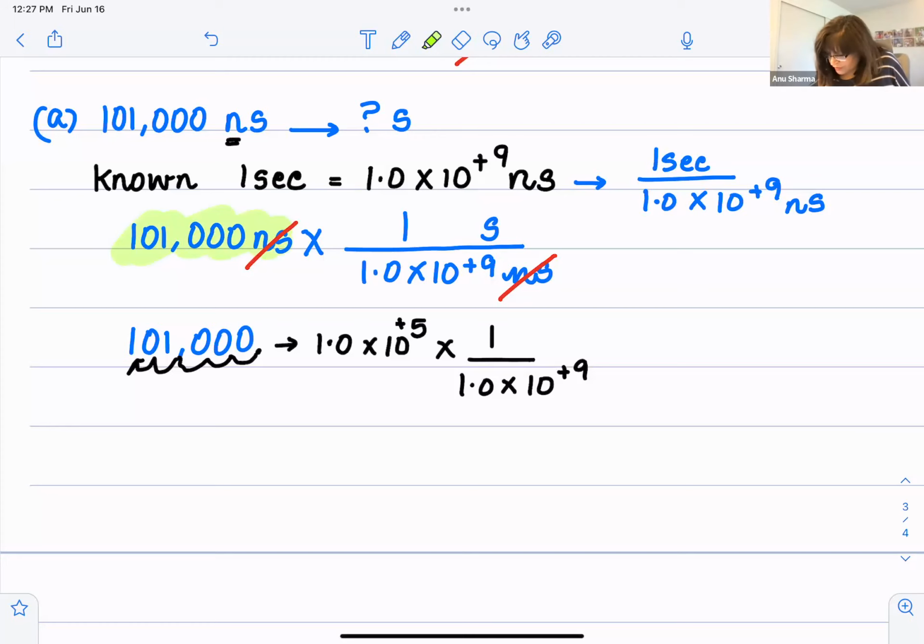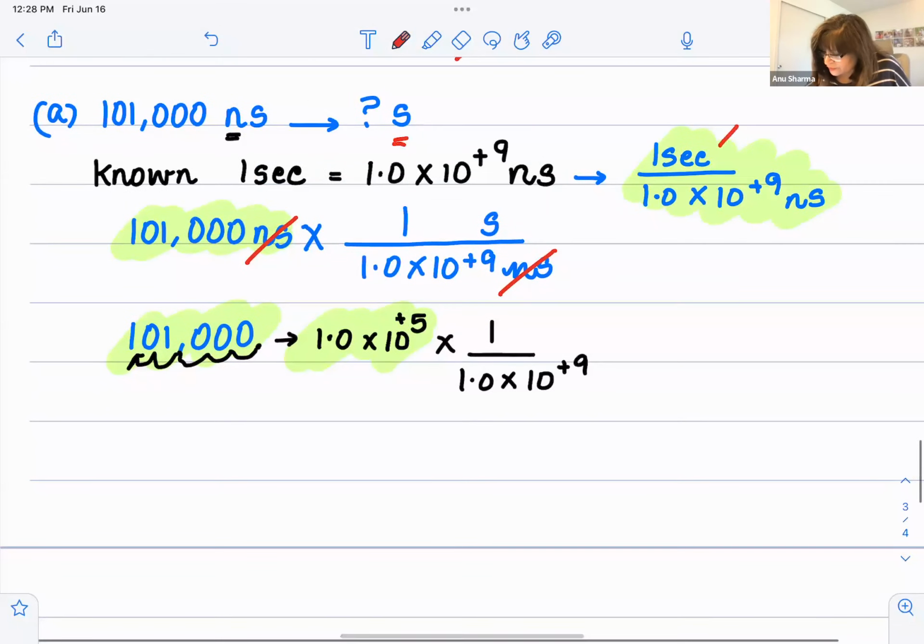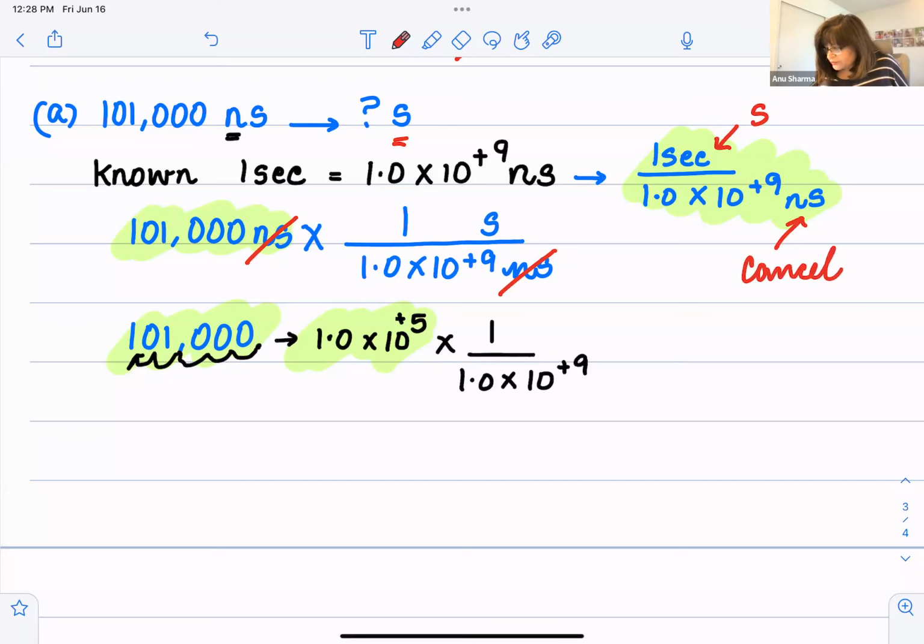Standard notation, and we need to convert it into scientific notation. So when you move the decimal, it becomes 10 to the power positive 5, and you can drop off the remaining digits just for the ease of calculation. So the conversion factor is 1 second is equal to 1.0 times 10 to the power positive 9 nanoseconds. Why do we want this? Because the answer is asking us to find seconds, so second goes on the top. The nano is what we want to cancel out, we want to remove, so that's why that goes in the bottom.